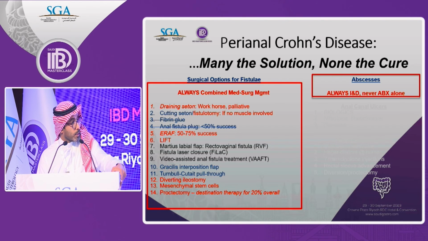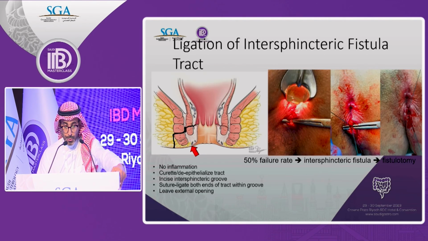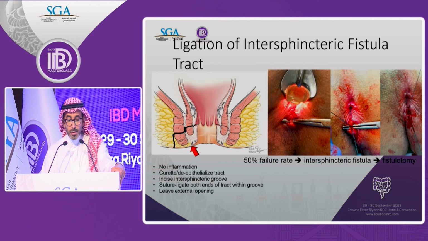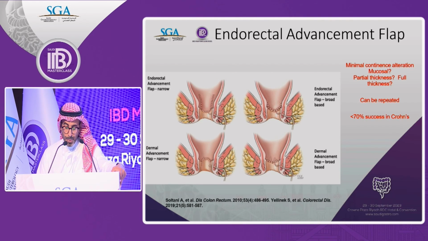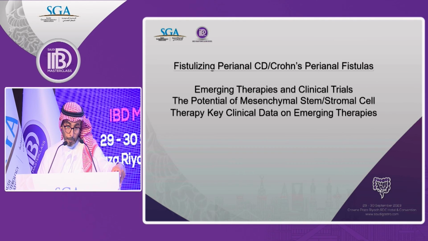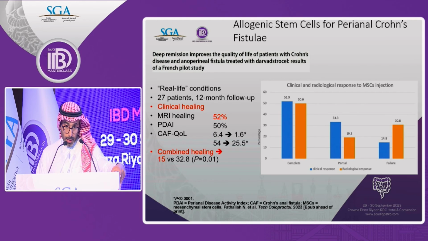Surgical management: do you have time? I will not go through surgical management in detail. We have a seton, we have a flap, and we have many other surgical approaches to fistulas. This is allogeneic stem cell transplant. It has been a good, potential therapy to use in complex fistulizing disease. This is real-life data showing clinical healing of about 52%, with MRI radiological healing also about 52%.